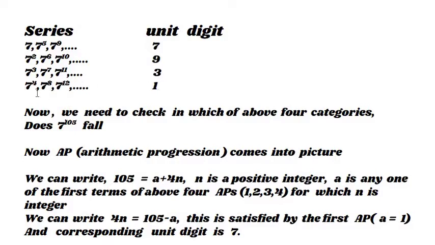After this 4 we have 5 here, then 6, 7, 8, 9, 10, and there are only 4 possible unit digits in case of 7 raised to the power some number x. Now we need to check in which of the above 4 categories. First category is 7, second category is 9, third category is 3, fourth category is 1. In which of these 4 categories does 7 raised to the power 105 fall?